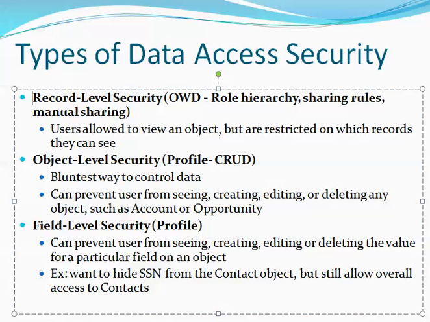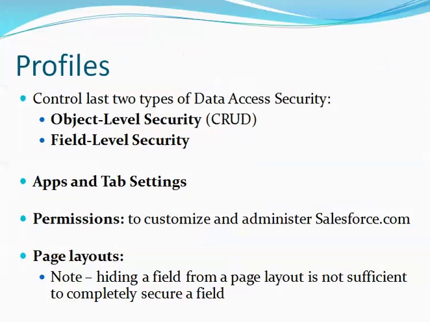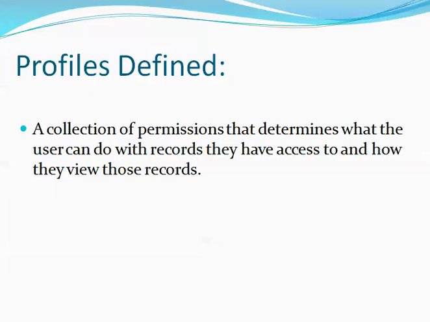It wasn't so hard. We went over the record level security for organization-wide defaults. We're going to be jumping into object level security for profiles and field level security as well. So profiles. Profiles control the last two types of data access security: the object level security, as I mentioned, and the field level security. They also control apps and tab settings, permissions, which allows you to customize and administer Salesforce.com, and page layouts.